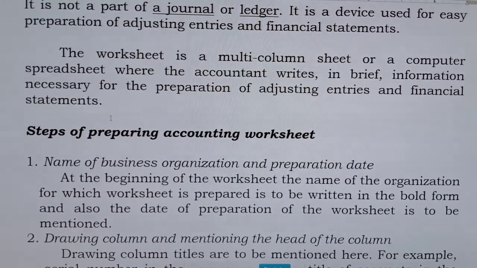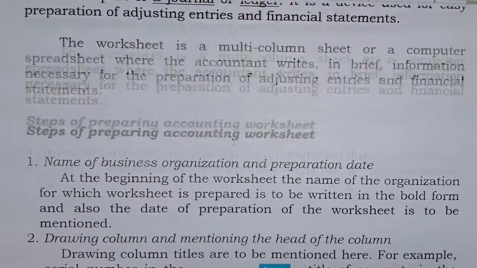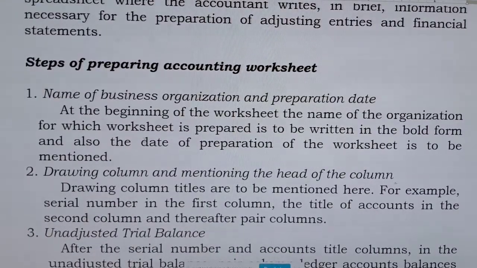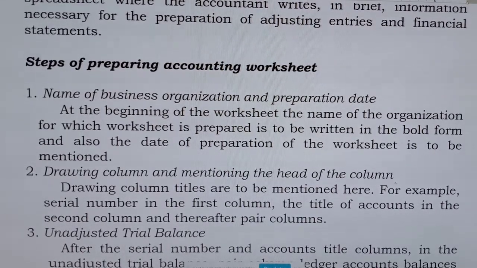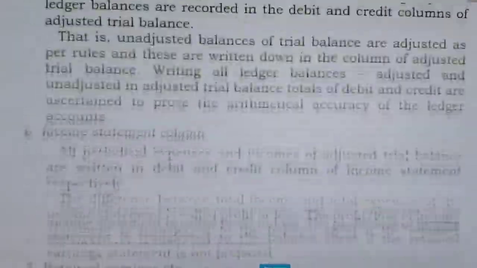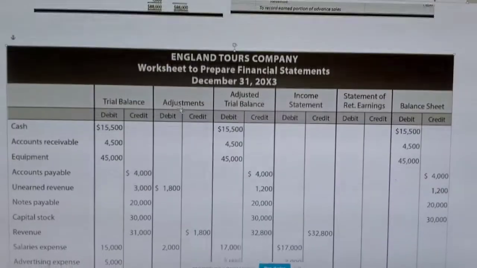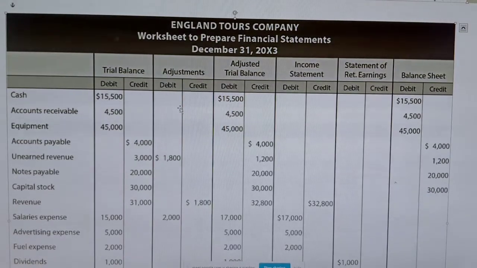So, meron tayong steps for preparing accounting worksheet. Number 1, name of business, organization, and preparation date. So, at the beginning of the worksheet, the name of the organization for which the worksheet is prepared is to be written in bold form and also the date of preparation of the worksheet is to be mentioned. So, gamitin po natin yung illustration na prinepare ko para mas maintindihan natin yung process natin in doing worksheet.